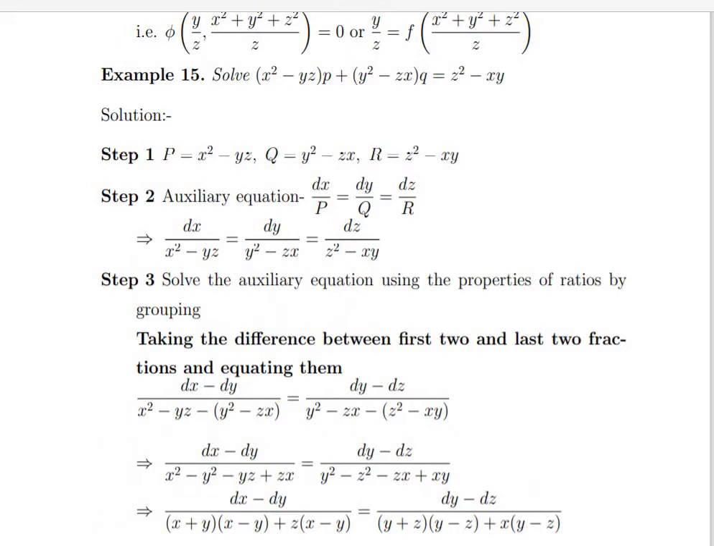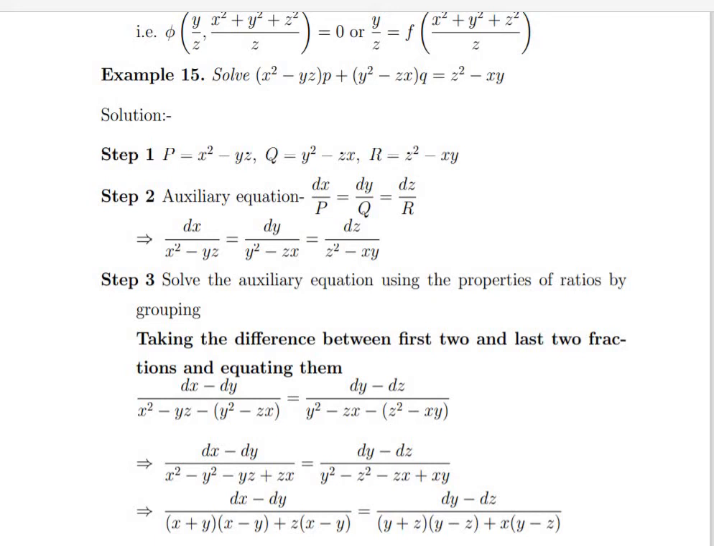So from the question itself, we will get capital P equal to x square minus yz, and we will get Q as y square minus zx, and we will take R as z square minus xy. Now substituting in the auxiliary equation pattern, we will get dx by x square minus yz equal to dy by y square minus zx equal to dz by z square minus xy.